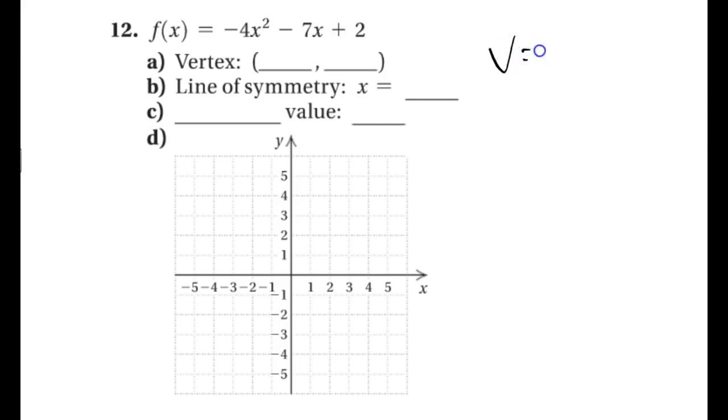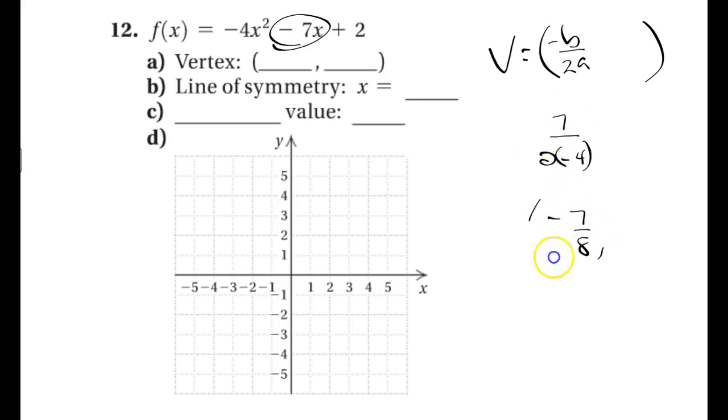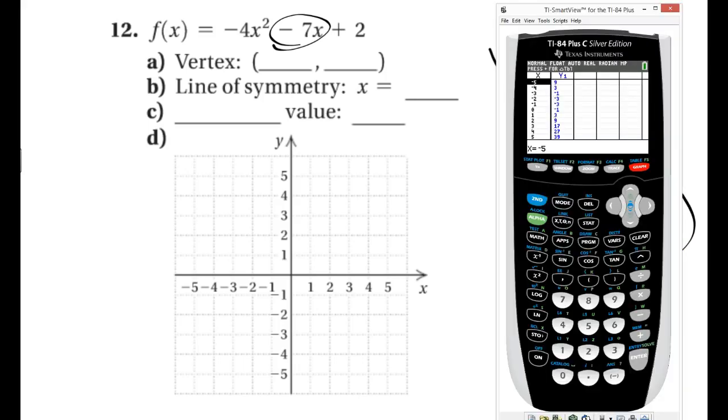So for example, I would be interested in you knowing that for the vertex, in this case, you could complete the square, but we could do -b, which is 7 over 2 times -4, is -7/8. But then I would probably just go to the calculator and evaluate the function at -7/8, because I just don't see the value of plugging and chugging when we have great technology here.